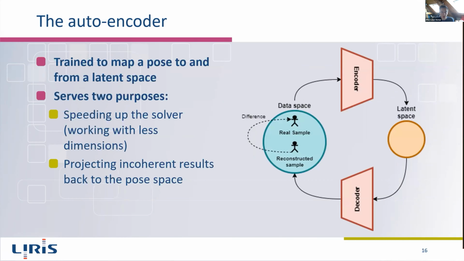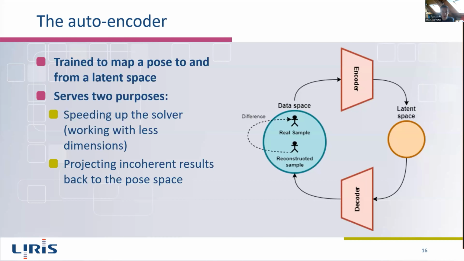So the autoencoder is an out-of-the-box one, quite traditional. It's trained to map a pose to and from a latent space, which is going to be built during the training. So the encoder decides where it puts its samples, and then the decoder learns to decode them. In our framework, the autoencoder serves two purposes. First, it speeds up the solver because it will have to work on fewer dimensions. And then secondly, it will allow us to project incoherent results back to the pose space.